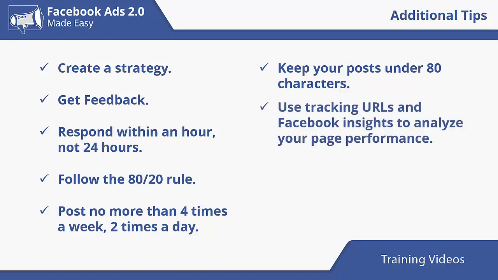Use tracking URLs and Facebook Insights to analyze your page performance. To improve your Facebook page, you need to know how your posts are performing. You can make use of tracking URLs with UTM codes to identify which posts are driving traffic and conversions to your site. For page-specific data, such as your engagement rate per post, you can use Facebook Insights. Once you have insights from these analyses, you can customize your content strategy to post more of what really works.